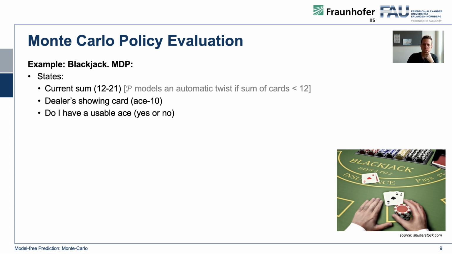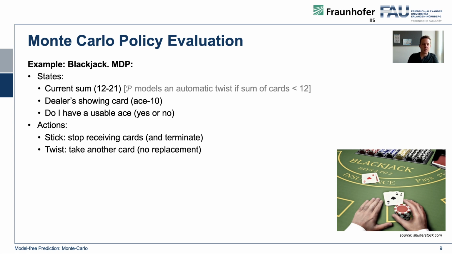Okay, so what actions can you do? The game is fairly easy. You can either stick or you can twist. Stick means you say, okay, I'm done, I will not receive any more cards, which means that we let our MDP end. This is defined as the terminal state, so the episode will be terminated. Or we twist, meaning that we take another card. We will assume, as a simplification in this case, that there is no replacement of cards.